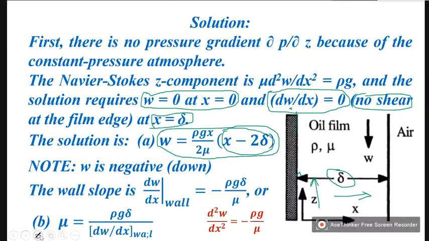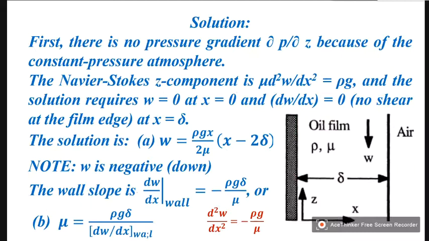I will erase all the other things. See, if you consider this, what is the maximum value that X can take? What is the maximum value that X can take? X is equal to 0 to delta. X is equal to 0 to delta.